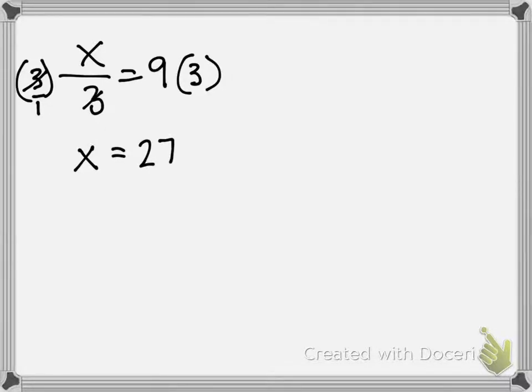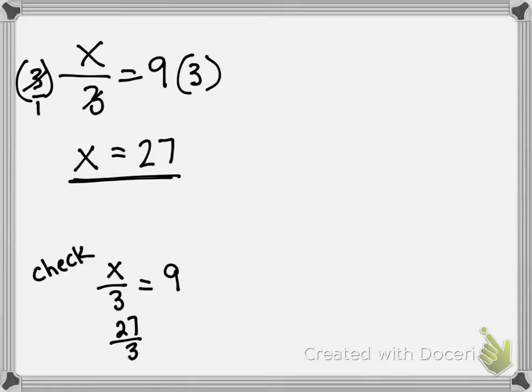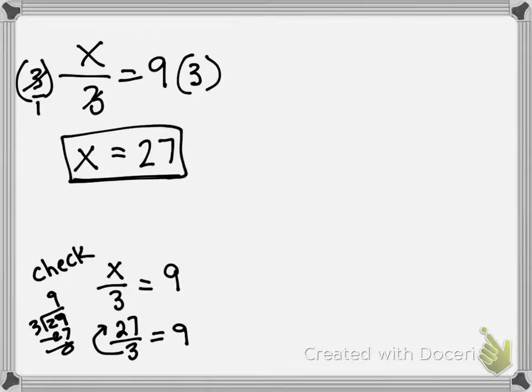So we think that x is equal to 27. And we're going to again check our work. So we rewrite the equation x over 3 equals 9. We think that x is 27, so we're going to substitute 27 in for x. So we get 27 over 3 equals 9. We divide 3 into 27, and it is 9. So x is equal to 27.